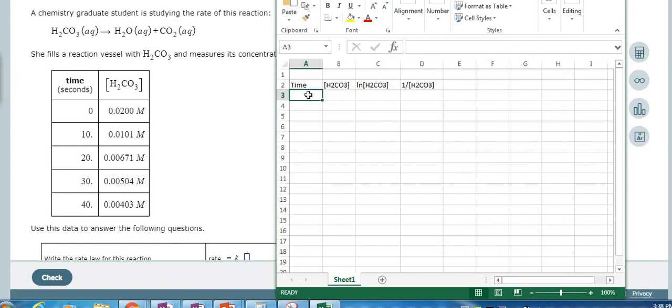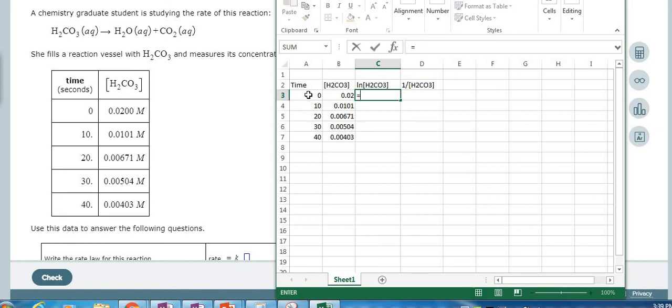Okay, so let me go ahead and put in my time. This is 0, 10, 20, 30, 40. Let me put in those concentrations, just recreating that table. It's going to be 0.02, 0.0101, 0.00671, 0.00504, and finally 0.00403.